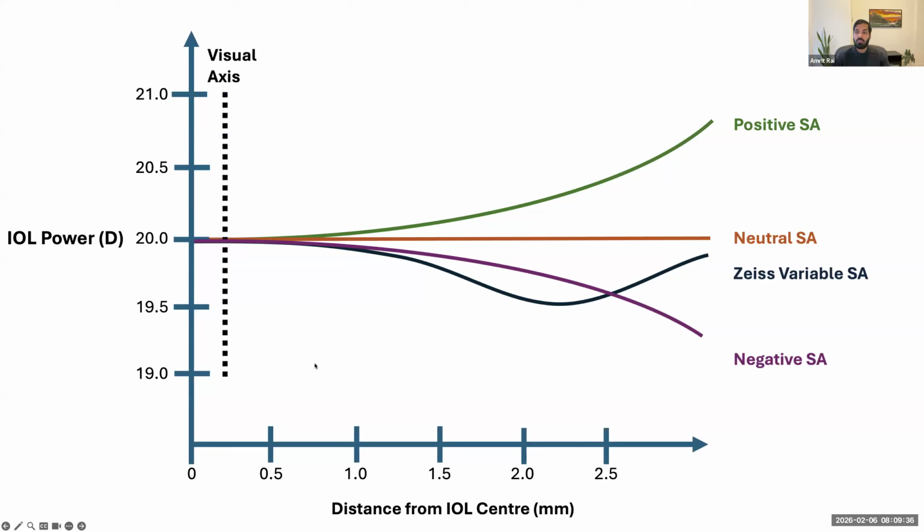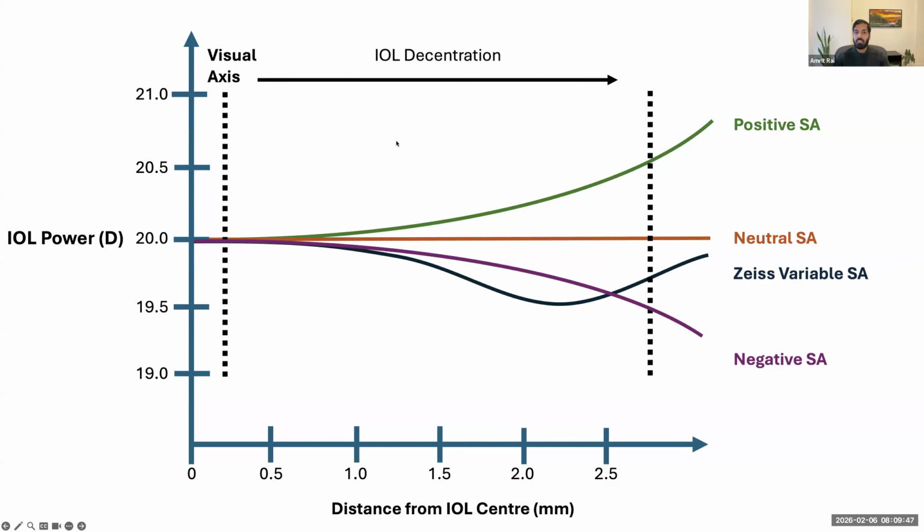And this concept also becomes relevant in cases where there may be IOL decentration or a large angle alpha, because this patient will not be looking through the center of their lens. Not only does this change the effective spherical equivalent power of the IOL, but it can also induce higher order aberrations like coma, which can be particularly bothersome for patients. In patients where I expect zonulopathy, like pseudoexfoliation or trauma, I'll often opt for a neutral SA IOL, so I know what power that patient is going to be looking through.